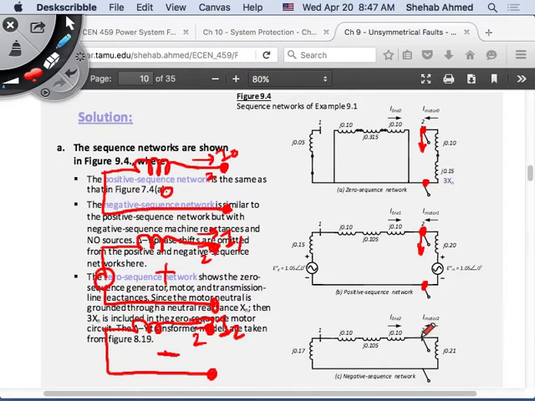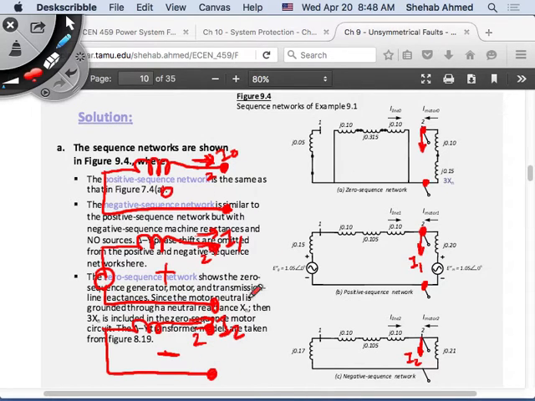And going into this fault. So this is zero sequence current. This is my positive sequence current. This is my negative sequence current. These positive, negative, and zero sequence currents are what I've calculated from these circuits.